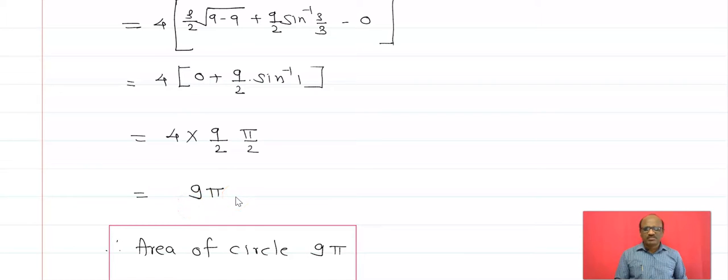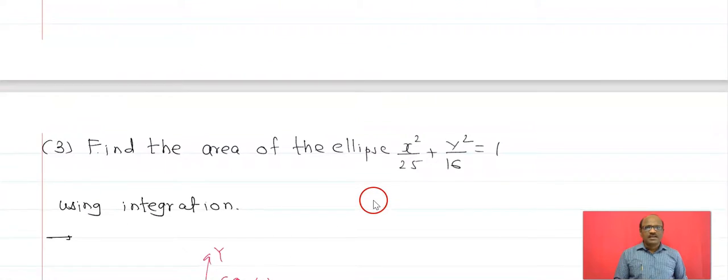It is clear that the area of the circle is pi r square. What is r here? r is 3, and r square is 9. Pi, therefore the area of the circle is 9 pi. Now the next.